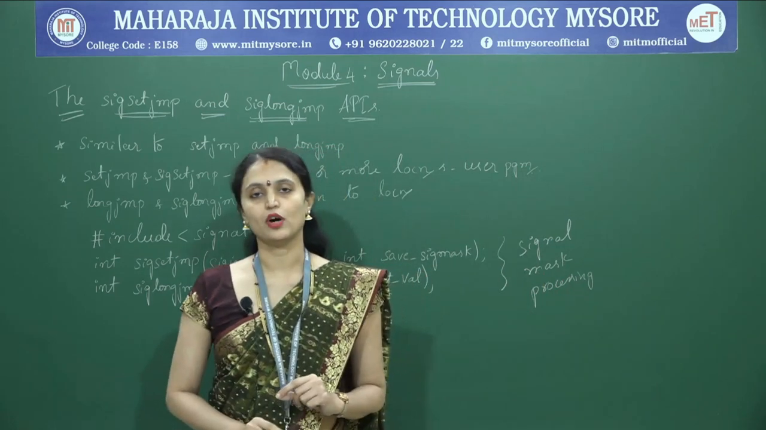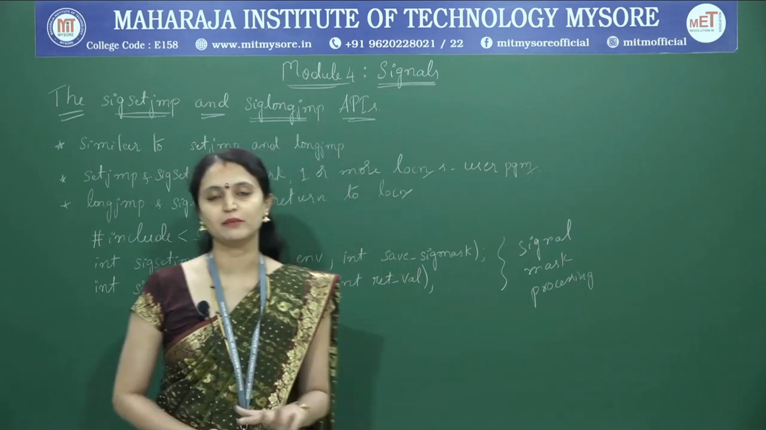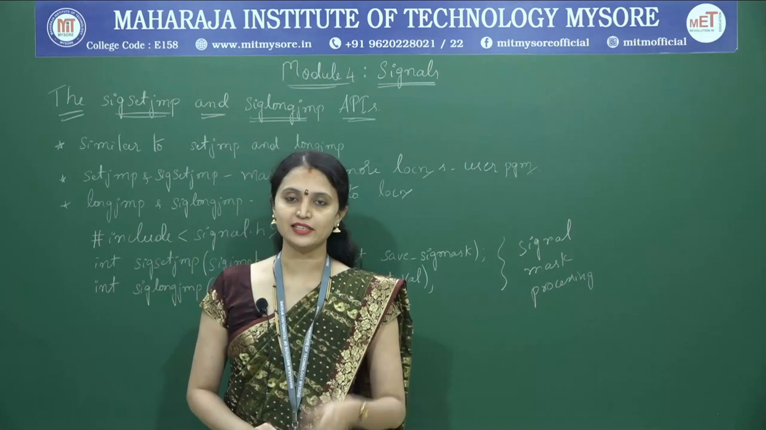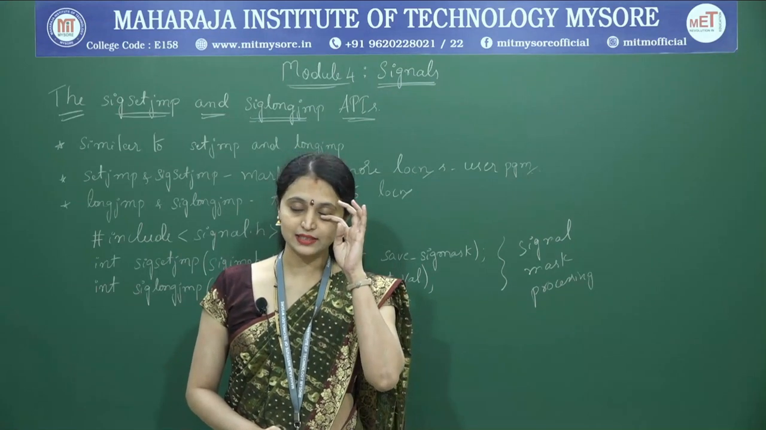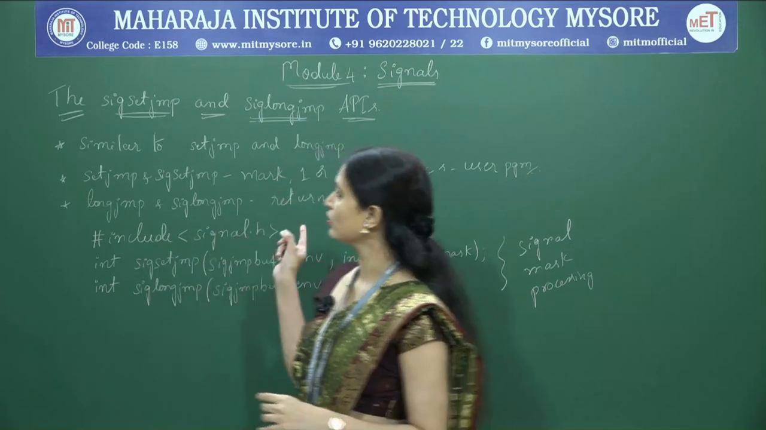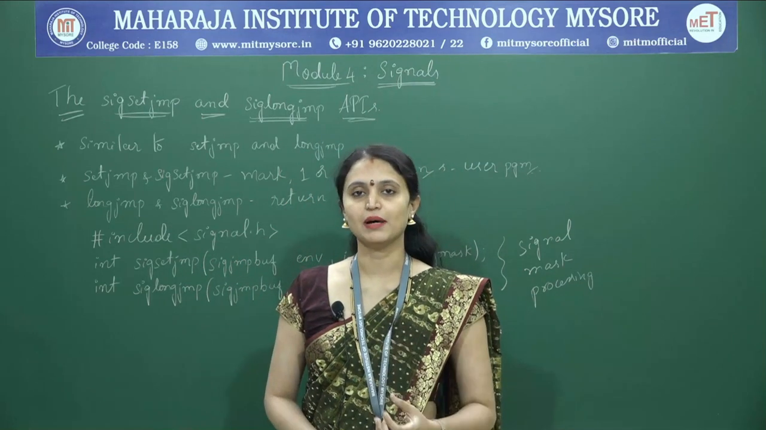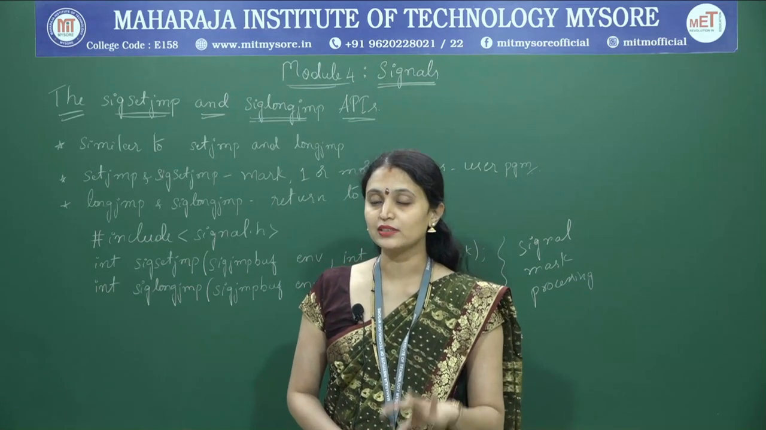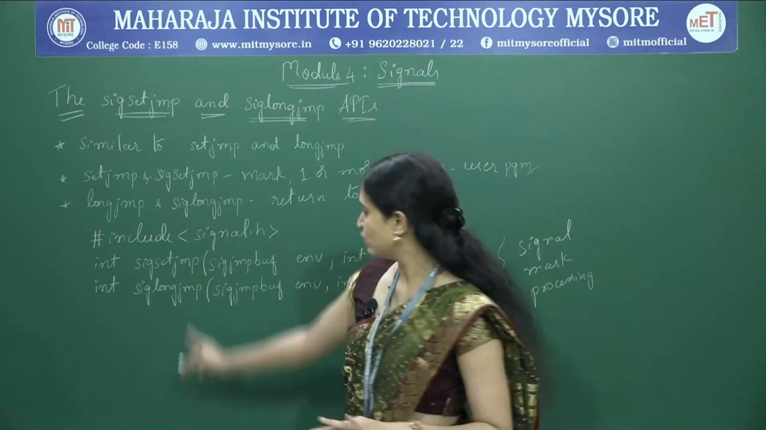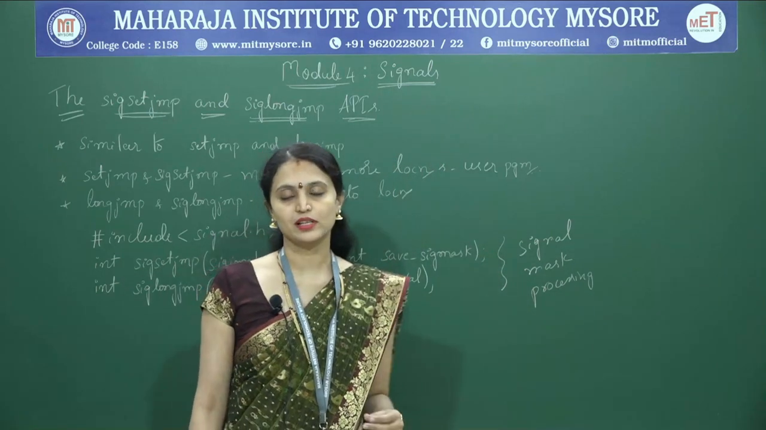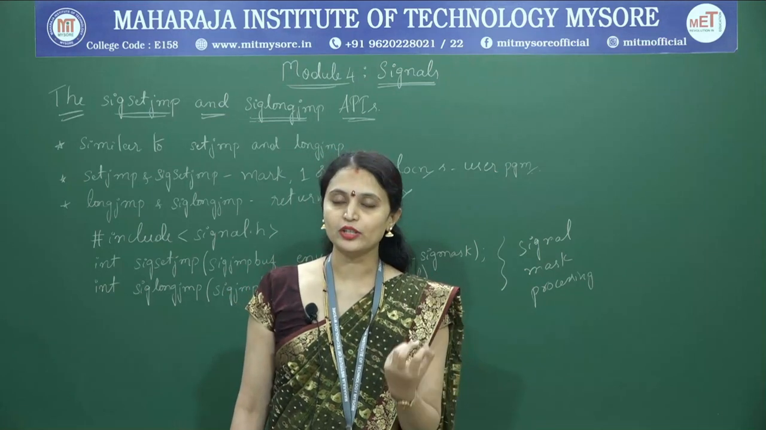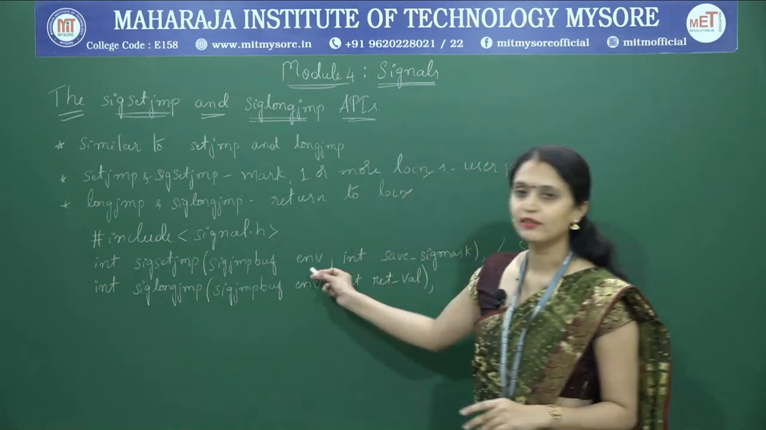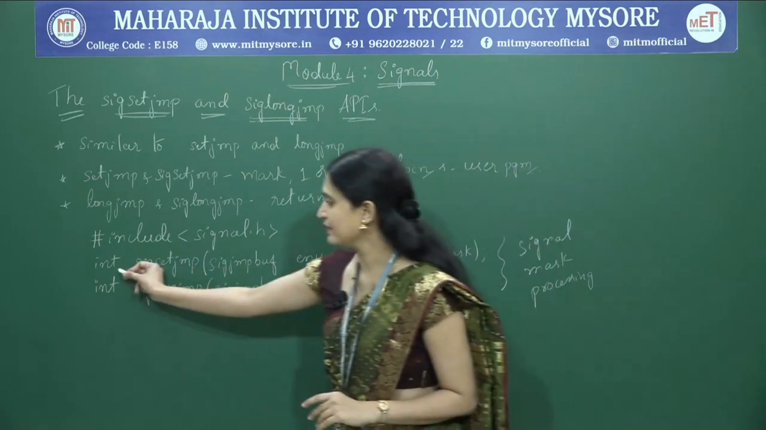Also, it is implementation dependent whether a process signal mask has to be saved and restored within the program. As I said, sigsetjmp and siglongjmp are used to save the process signal mask and then restore it later. But that saving and restoring of the process signal mask is implementation dependent. Here we have two arguments and the return type is integer.